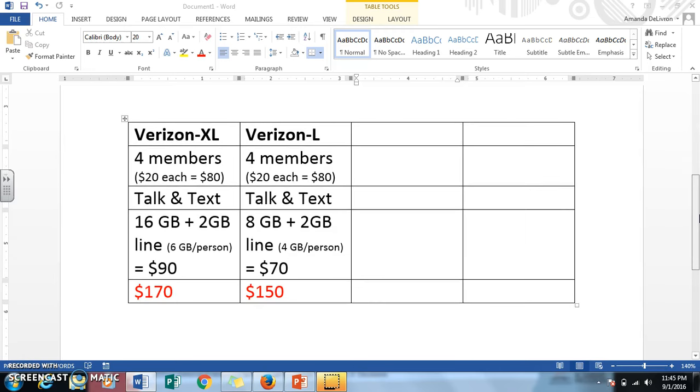We had researched 2 different cell phone plans through Verizon. Their extra large size was perfect for 4 members. It had 16 gigabytes plus 2 extra gigabytes per line, so that comes out to be 6 gigabytes per person. But with all the extra charges, it came out to be $170. When we took off a couple of the data, we were able to look at the large version. That was $150 per month.